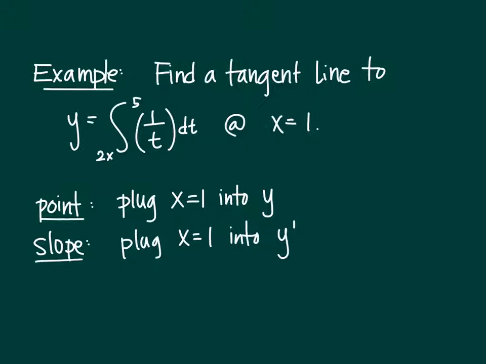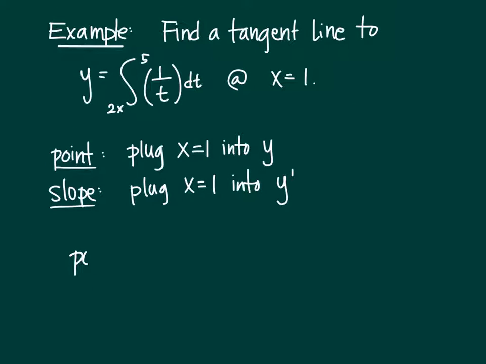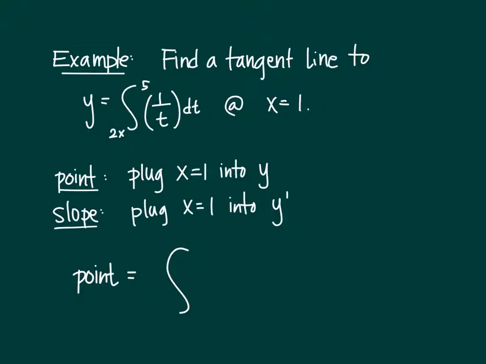All right, so let's find our point. Our point is simply plugging 1 into what we have, but where? Not into the t, it is an x value. So we are going to plug it into the x position, so it would be the integral from 2 times 1 to 5 of 1 over t dt. Now we have actual real bounds. Our bounds are 2 to 5. So we're going to do this problem just like normal.